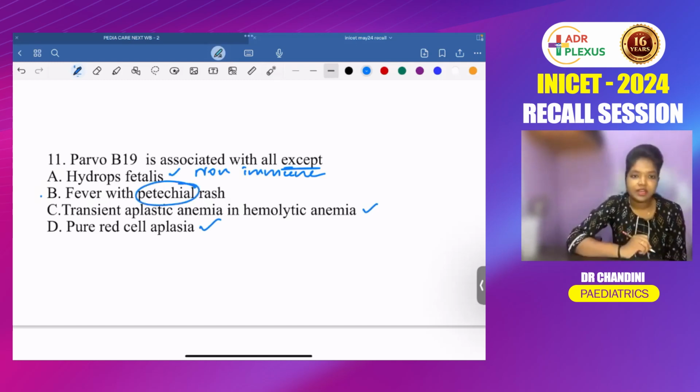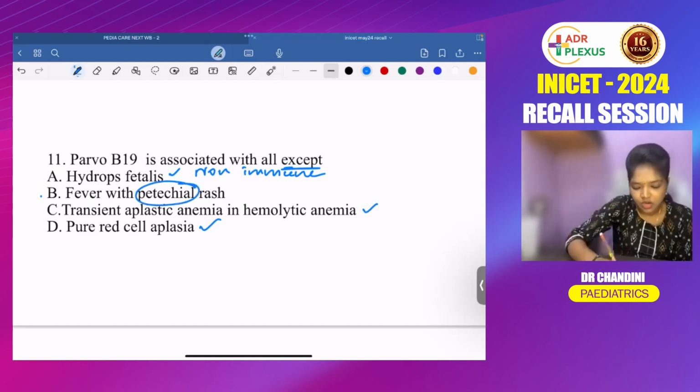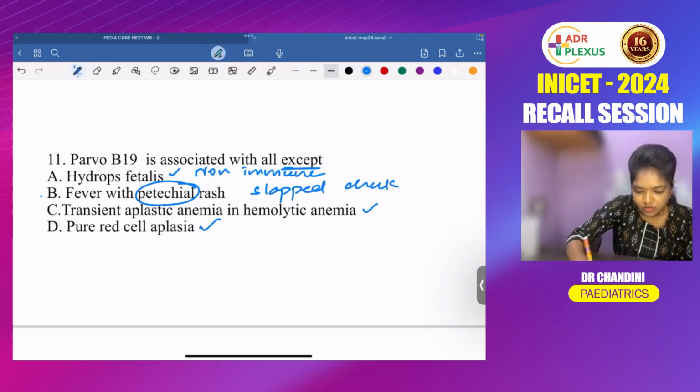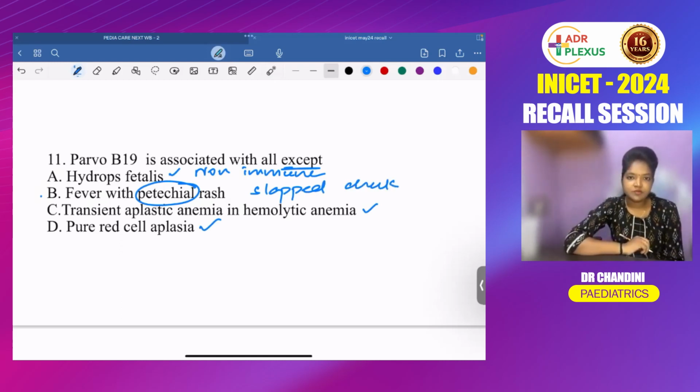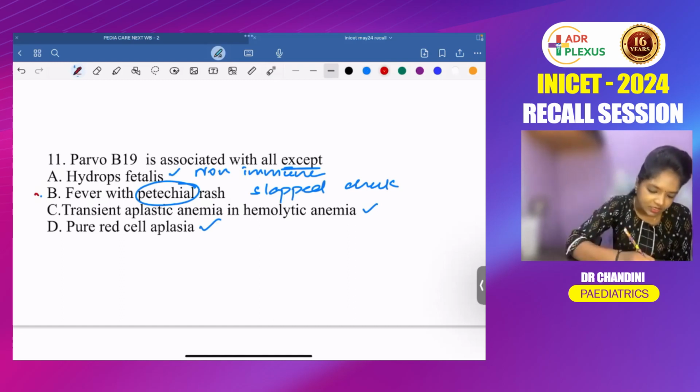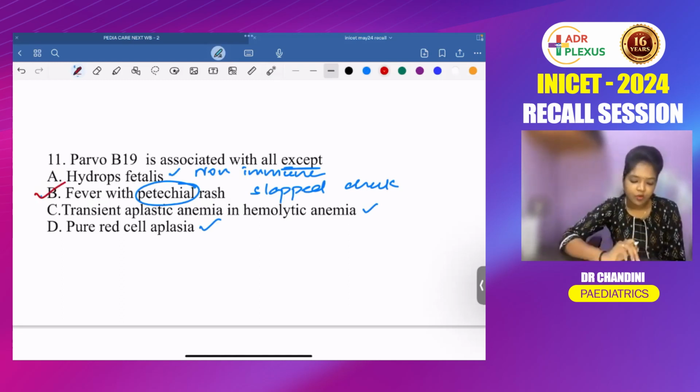Because you don't have a petechial rash; you will have a rash called slapped cheek appearance in case of parvovirus B19 erythema infectiosum, where you will have rash in bilateral cheeks, which looks like a slapped cheek. So this becomes the right answer, which is the odd one out for parvovirus B19.